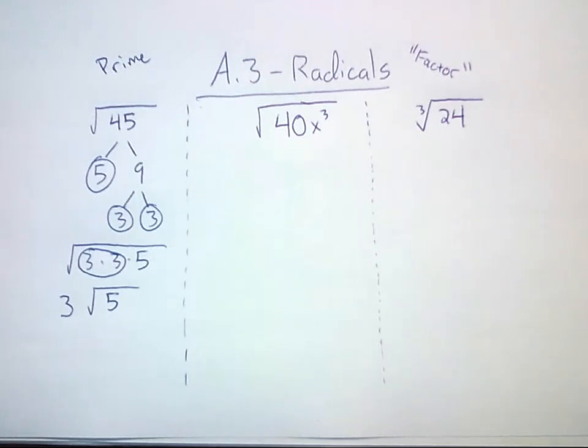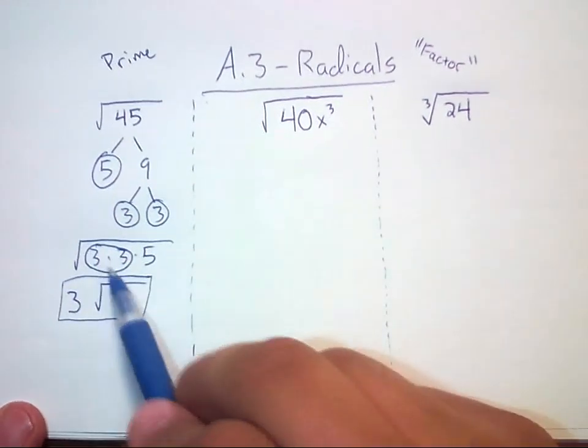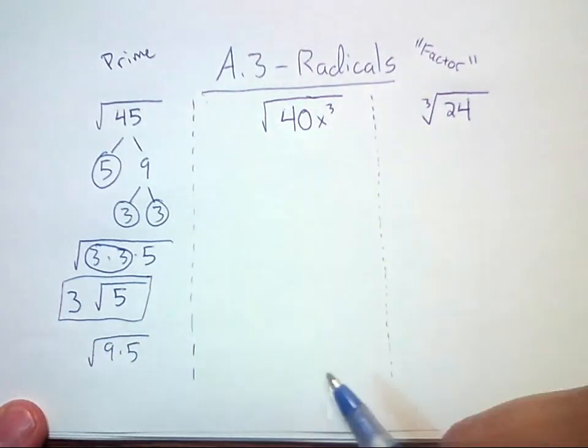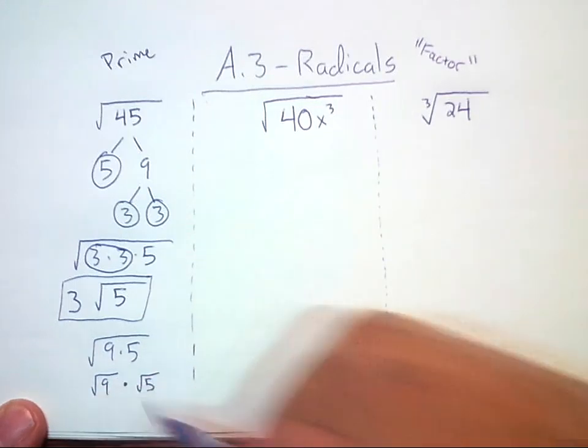Now, why exactly does that work? Well, this is the cleaned up answer. Now, here's the real reason. 3 times 3 is 9. And we can actually break this apart to be the square root of 9 times the square root of 5.